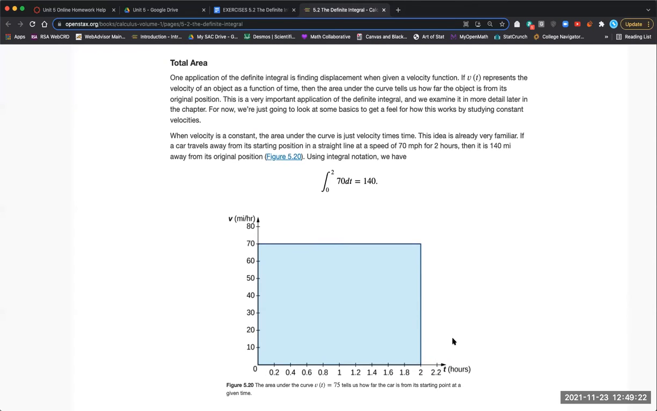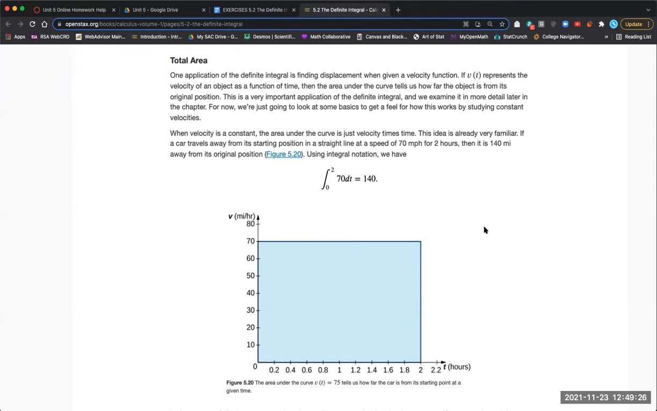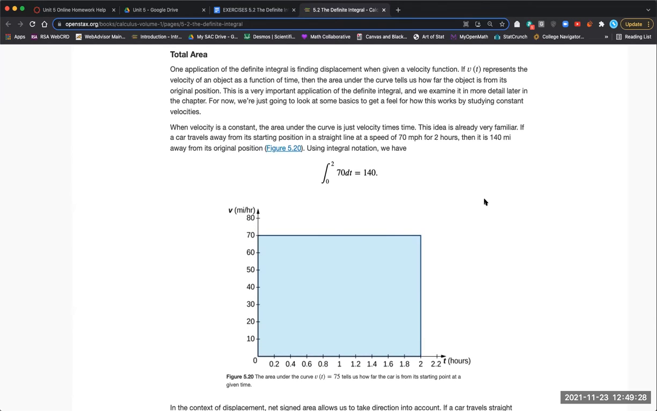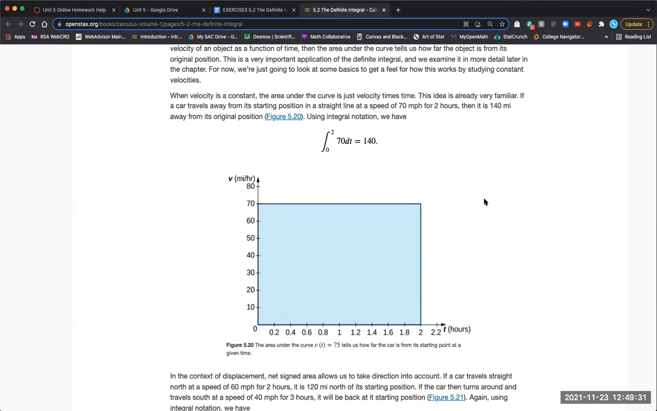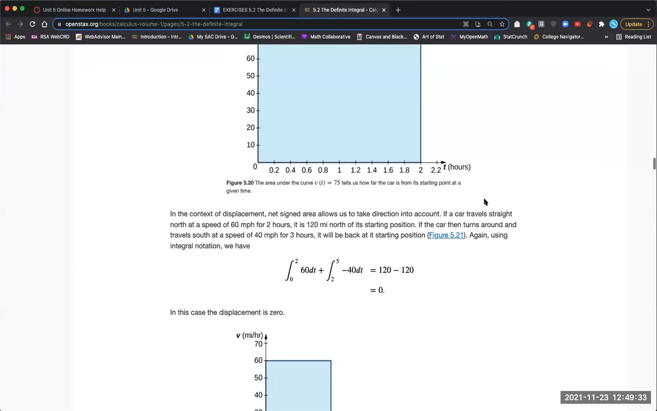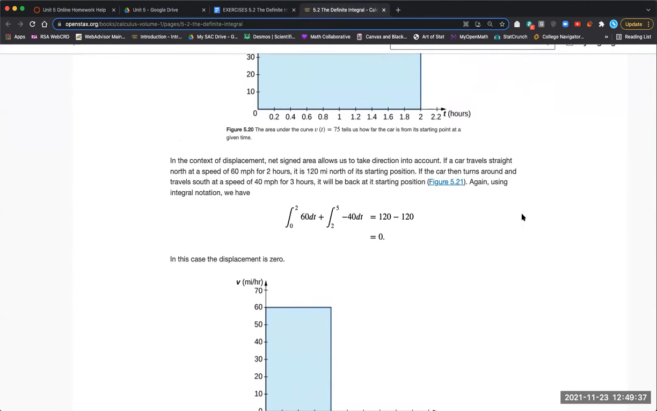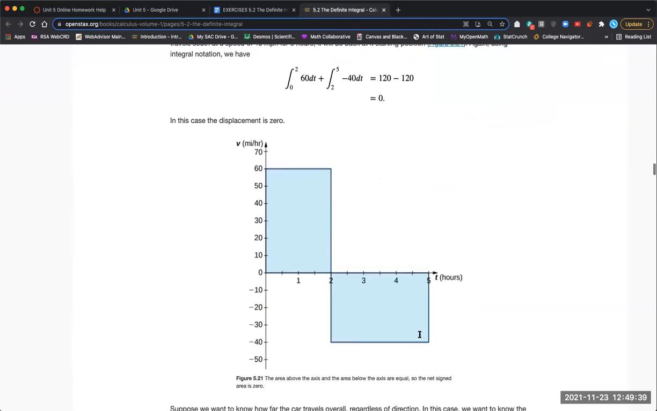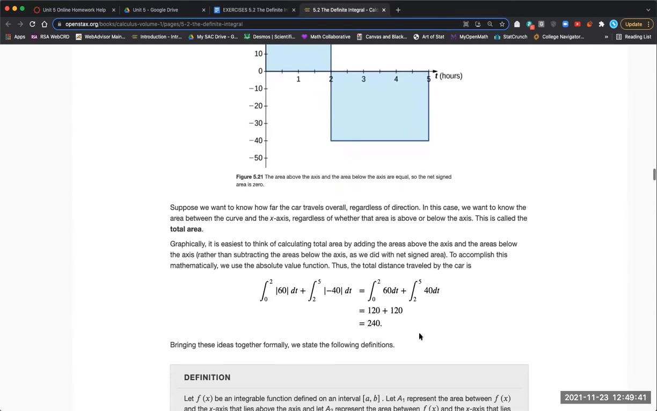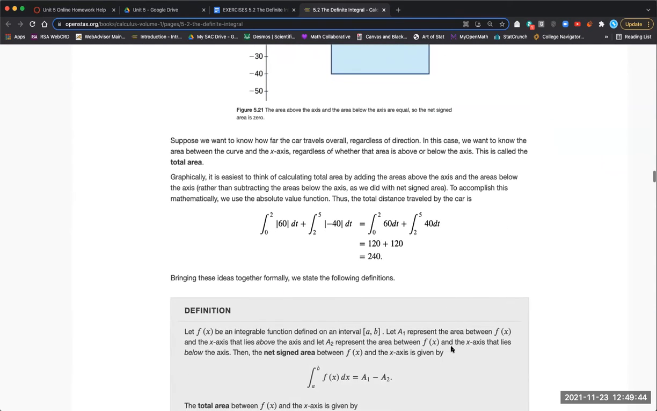represents the total distance, how far an object travels if we know its velocity. So we end up using the integral of a velocity equation to find its displacement, how far it actually travels. And that will be kind of an application we use. And that's what it's kind of talking about here. We have different velocities. How far does it actually travel? And that total area would be its distance.